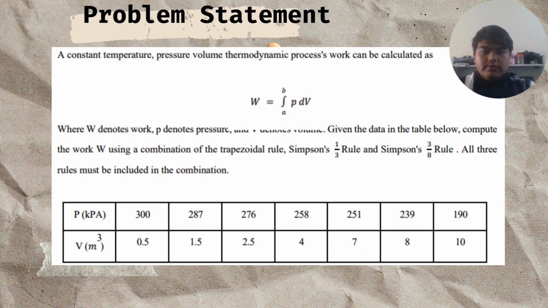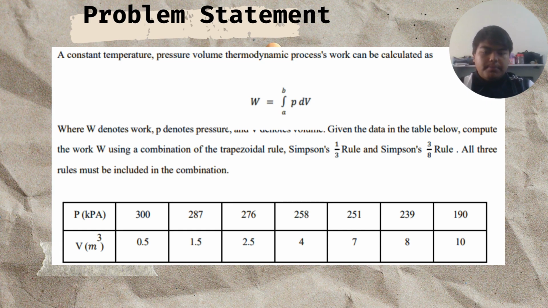Problem statement: a constant temperature, pressure, volume thermodynamics process. The work can be calculated as W equals the integration of P dV, where W denotes work, P denotes pressure, and V denotes volume. Given the data in the table below, compute the work W using a combination of the trapezoidal rule, Simpson's 1/3 rule, and Simpson's 3/8 rule. All three rules must be included in the computation.